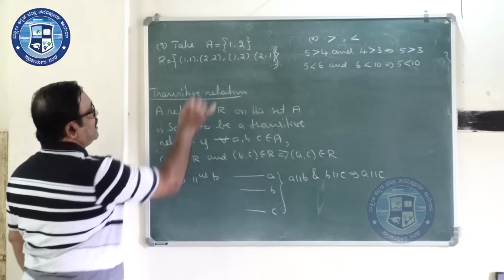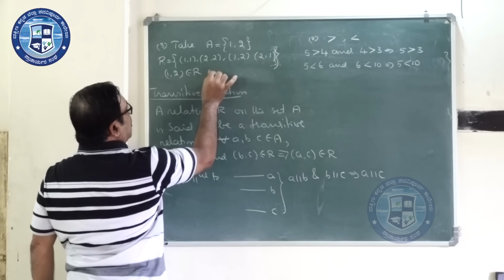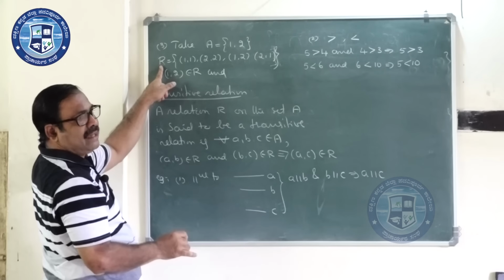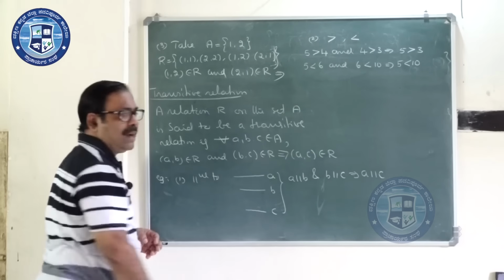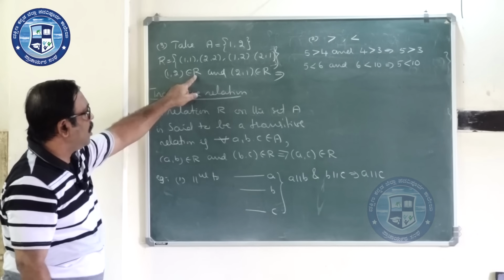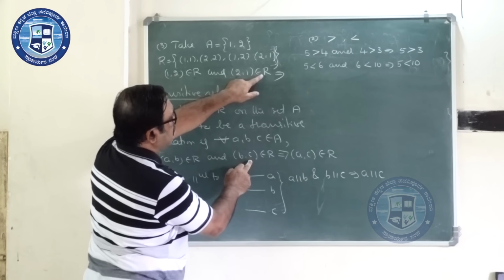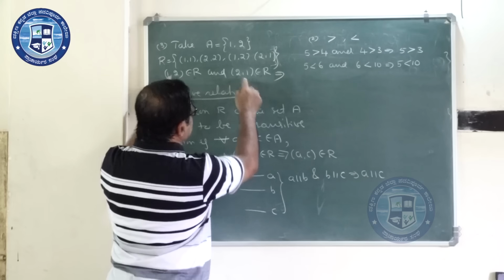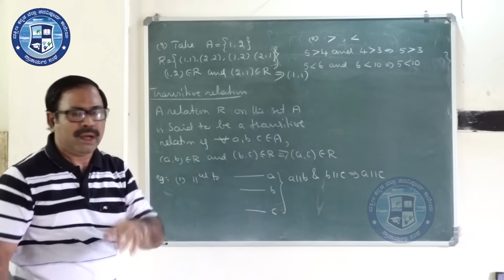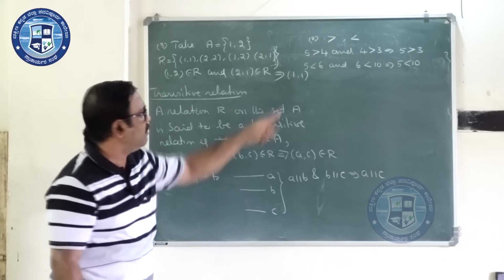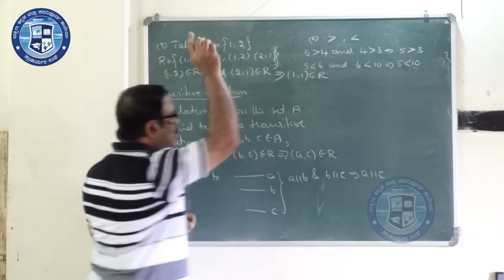So if you take (1, 2) belongs to R, it is an element of set R, and (2, 1) also belongs to R. Now what do you find? (a, b) belongs to R, you compare this, and (b, c) belongs to R. That means (a, c) belongs to R. So that means (1, 1). Don't write directly that it belongs to R. You have to verify whether (1, 1) is here. Yes, (1, 1) is there in R. Therefore, it belongs to R.